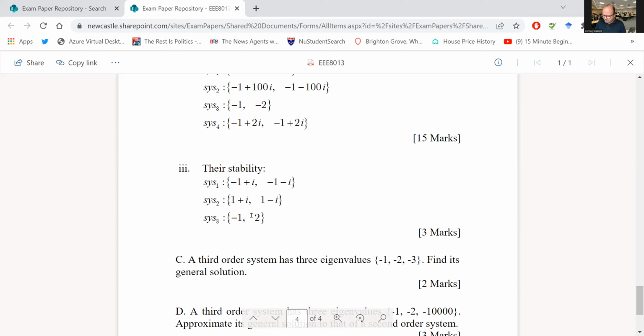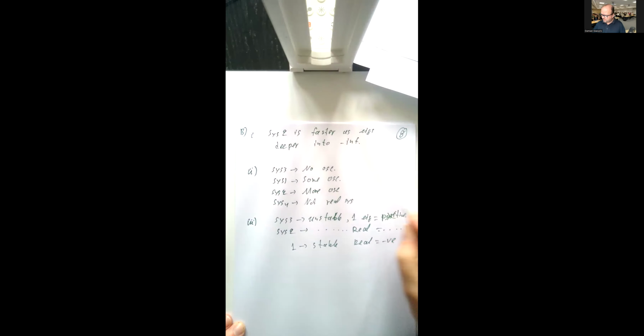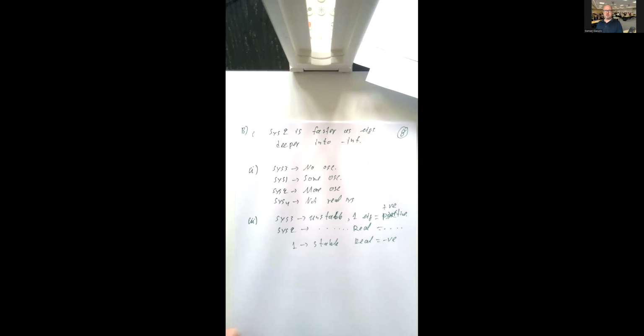The same thing is with system 2. It is unstable, but now the real part is positive. You can see that the real part here is positive. And of course, system 1, it is stable because the real part is negative. Let me also write it like this. Positive and negative. And now we go to question C, which is a nice question.